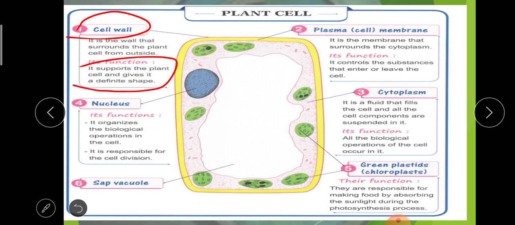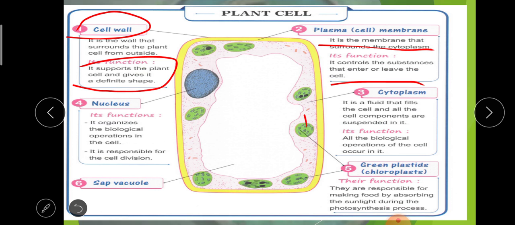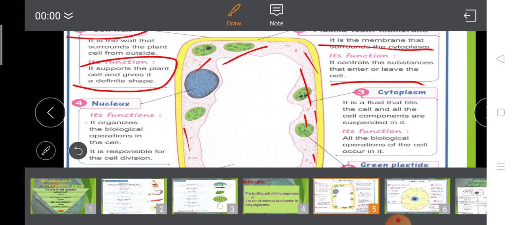Number 2 is the plasma membrane or cell membrane. It is like the gardener of the cell. It surrounds the cytoplasm and it controls the substances which enter or leave the cell. Number 3 is the cytoplasm. It is a fluid or liquid that fills the cell from inside. All of that is the cytoplasm.